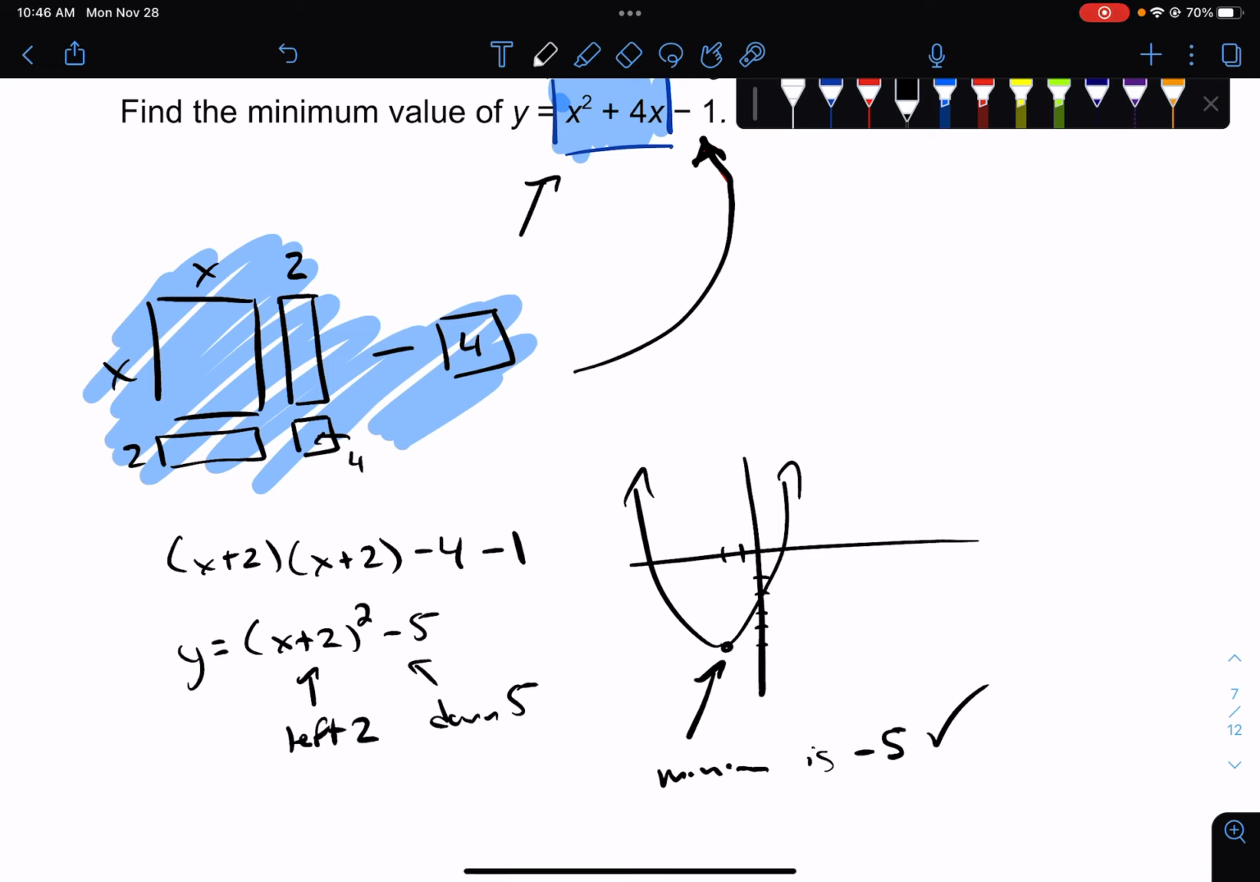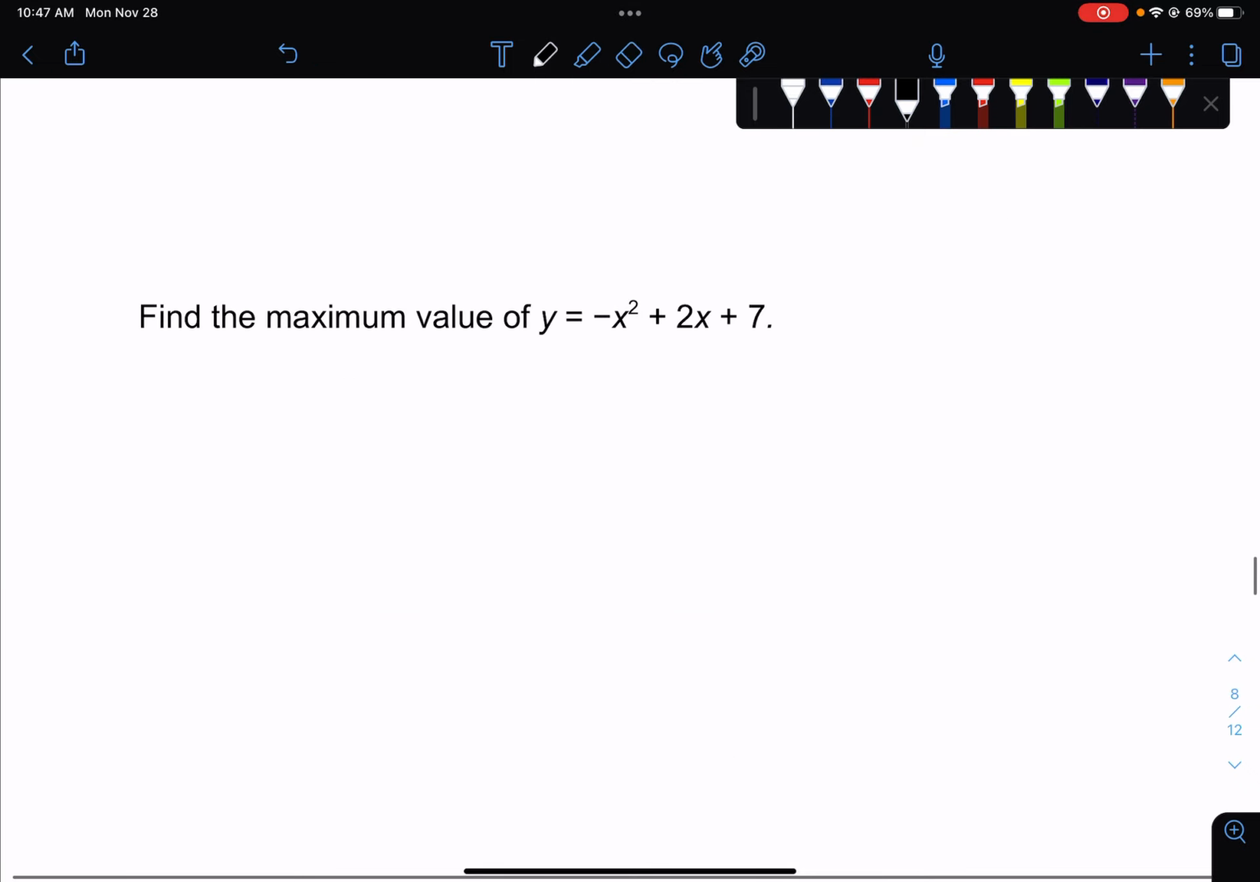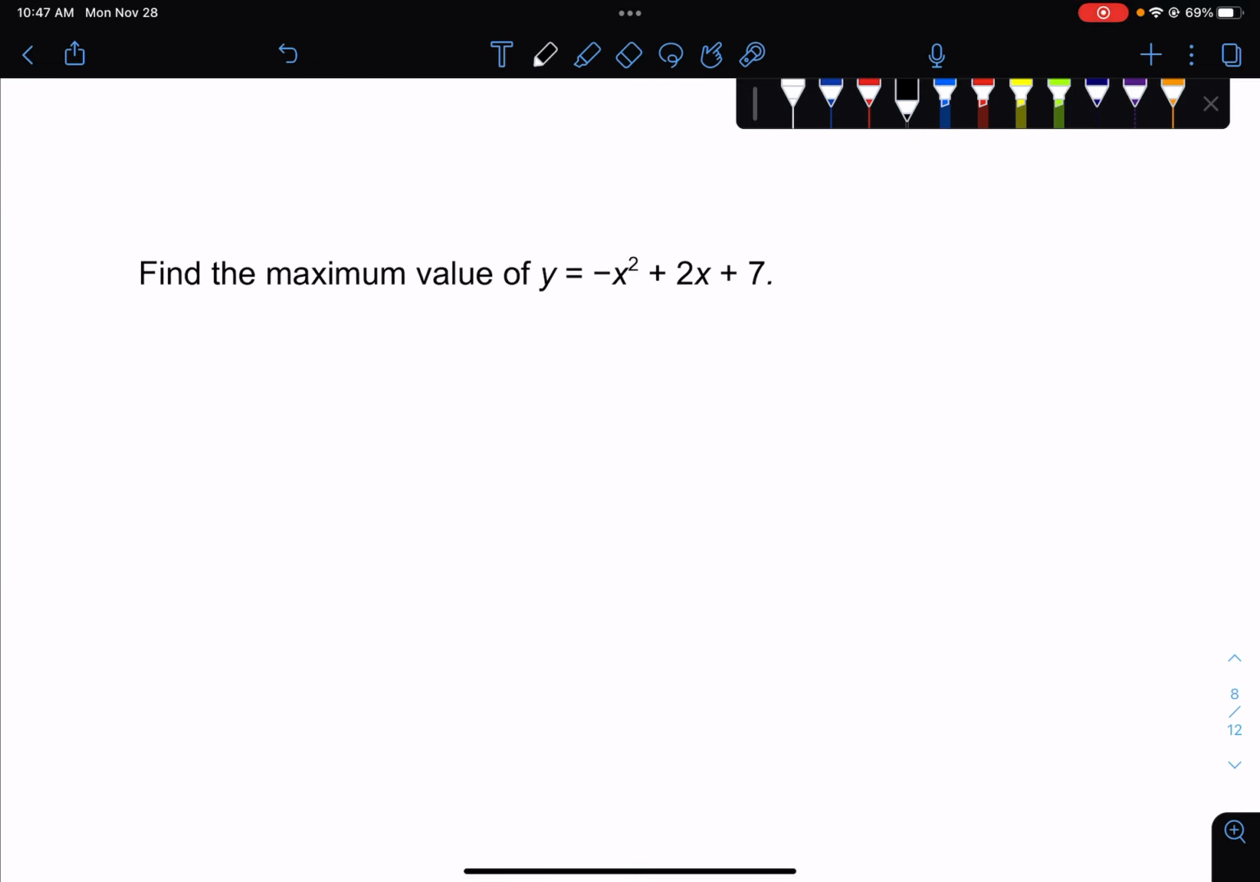Really cool use of completing the square. In fact, probably the only use of completing the square. Please don't use it for any other reason, all right? Let's use completing the square to find the maximum, which is the same as finding the minimum. The only difference is I have a negative in front of the x squared. That's how I know that there's a maximum.